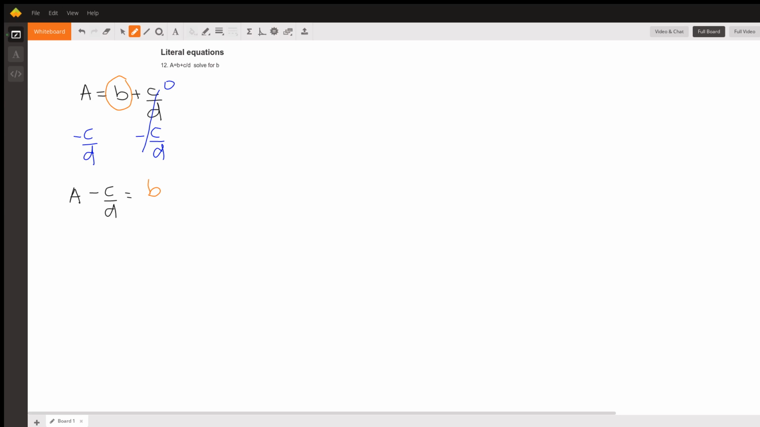Now, typically in mathematics, we usually like to write the variable on the left side. So I'm going to rewrite it just over here for our convenience. So B is equal to A minus C over D. And that is our answer.